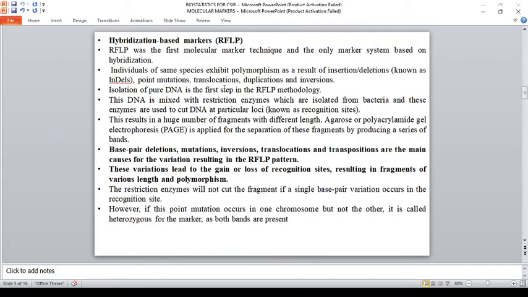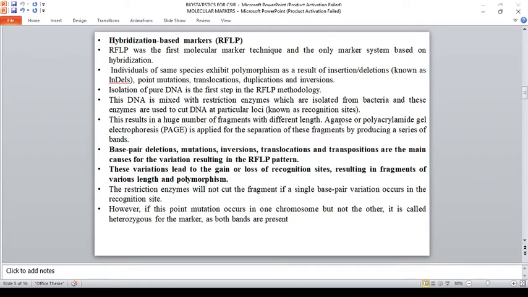Hybridization markers are RFLP, the only marker system based on hybridization. An individual or species exhibits polymorphism as a result of insertion, deletion, point mutation, translocation, duplication or inversion. This variation leads to loss or gain of a recognition site. Recognition sites are the sites where the restriction enzyme will cut, leading to fragments of various lengths and polymorphism. First you isolate the DNA, and this DNA is mixed with a restriction enzyme used to cut a particular locus.